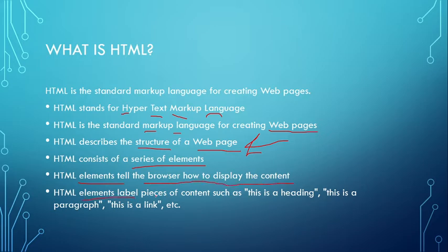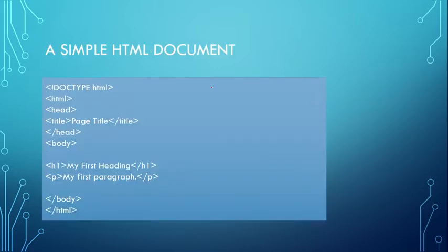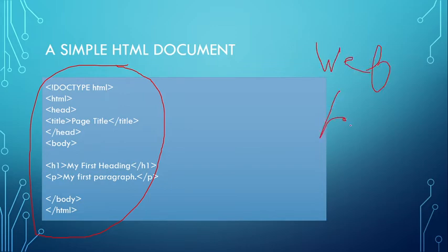HTML elements label pieces of content, such as this is a heading, this is a paragraph, this is a link, etc. This is a simple HTML document. You'll see the result in the web browser section.